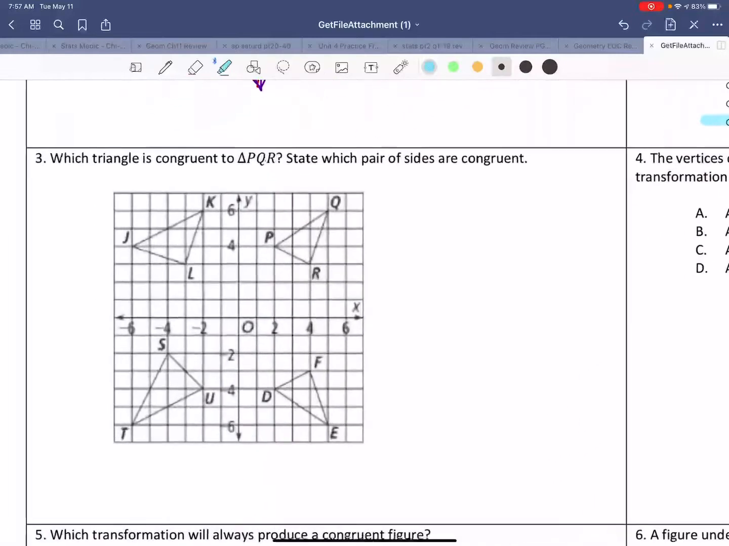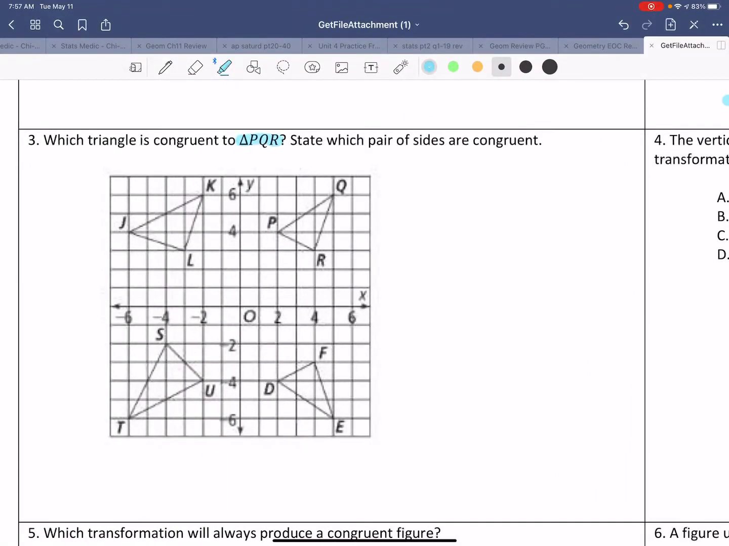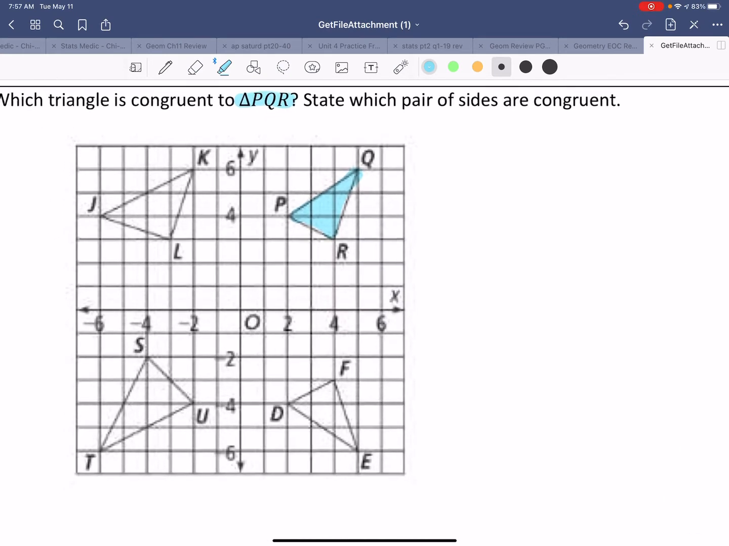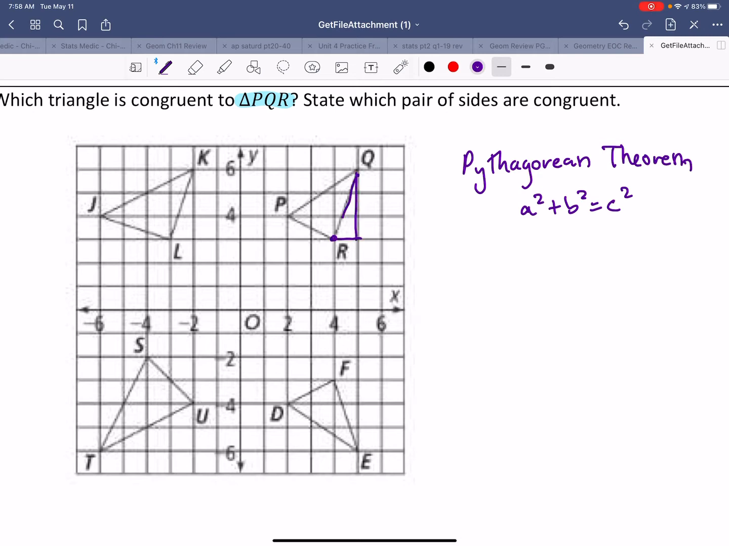Question number 3. Which triangle is congruent to PQR? Okay, we use Pythagoras, so we're going to get Pythagoras on board. We're going to use the Pythagorean theorem, which is a squared plus b squared is c squared. But you kind of can just use part of that. So there is an invisible right triangle, and we're just going to make those come into vision, right?